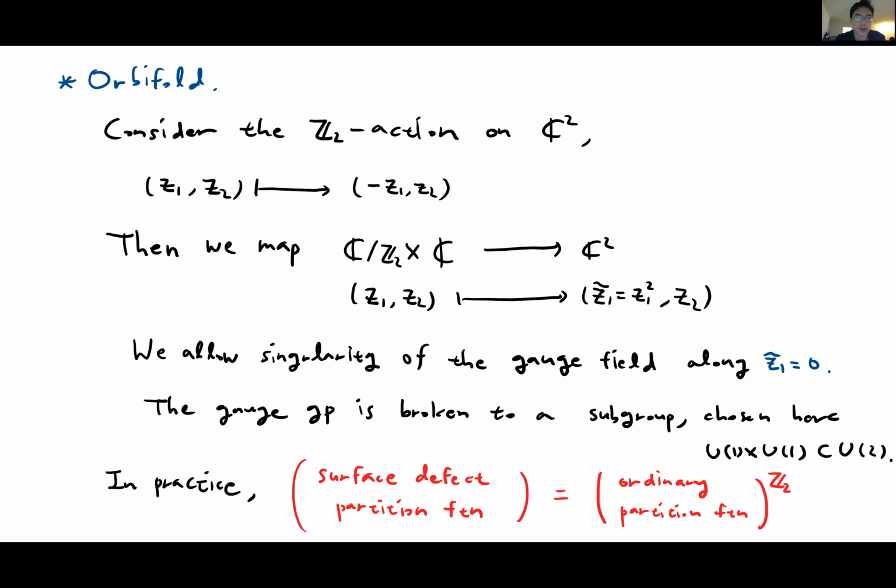All right. First, orbifold. Let's consider the Z2 action on C2. It just sends Z1 to minus Z1. It doesn't touch Z2. And we consider the orbifold defined by this action. And we can map it to the ordinary C2 by just taking Z1 squared. Z1 tilde is Z1 squared, and Z2 is still Z2.